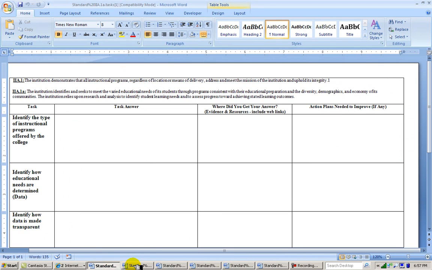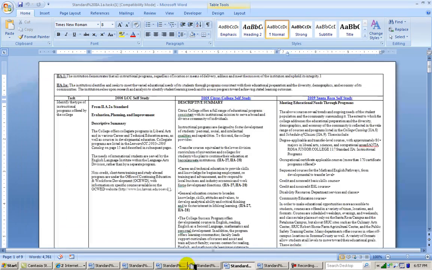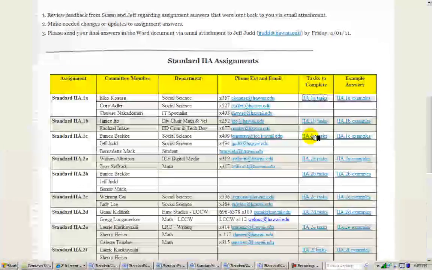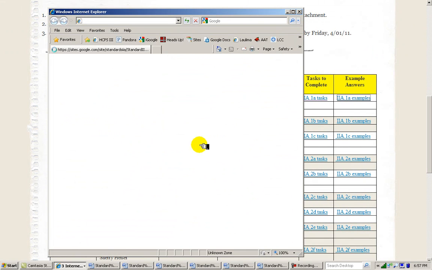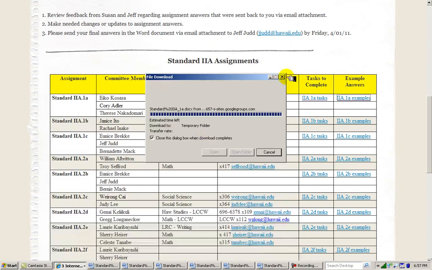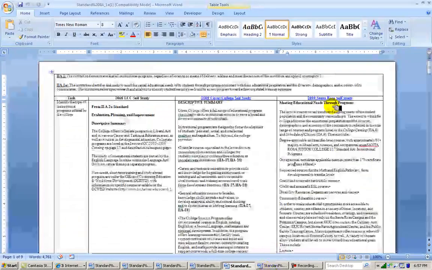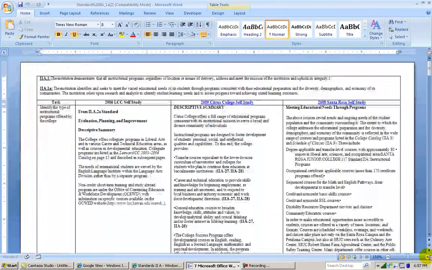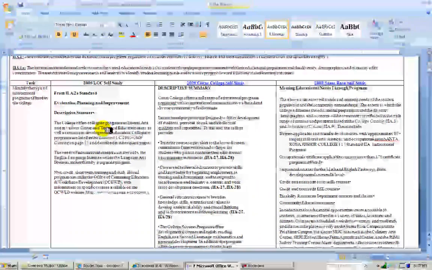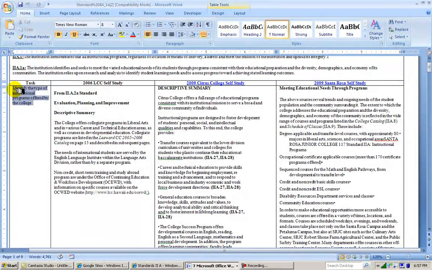To make sure that you have a clear understanding of how folks in the past and other colleges have answered it, you would click on Example Answers, and another Word document would come up. Please let us know if you're having trouble opening these documents. They should all be in the recent Word. And let me make that bigger. There we go. And so we'll see on the left, there's the first task, identify the type of instructional programs.